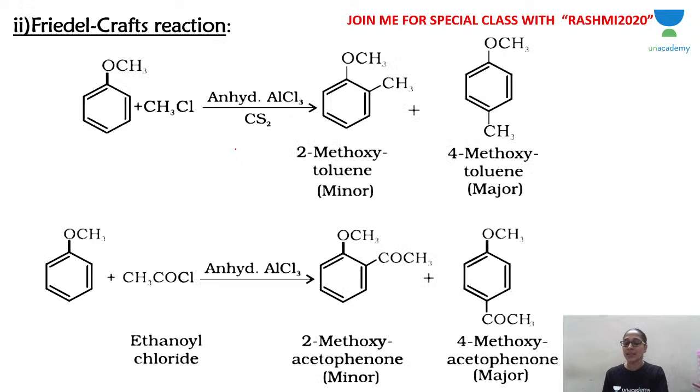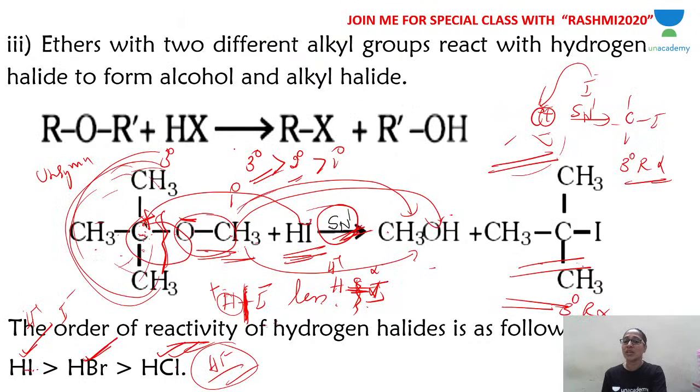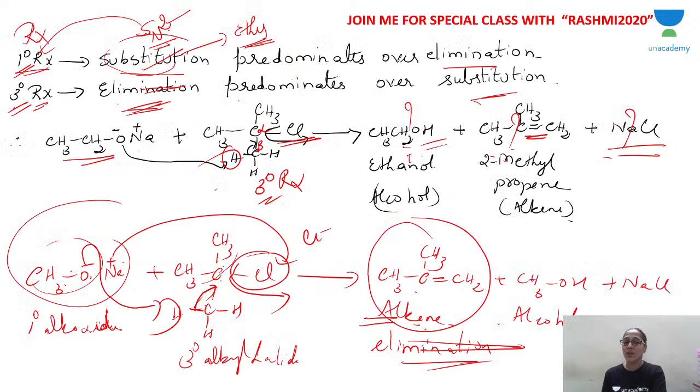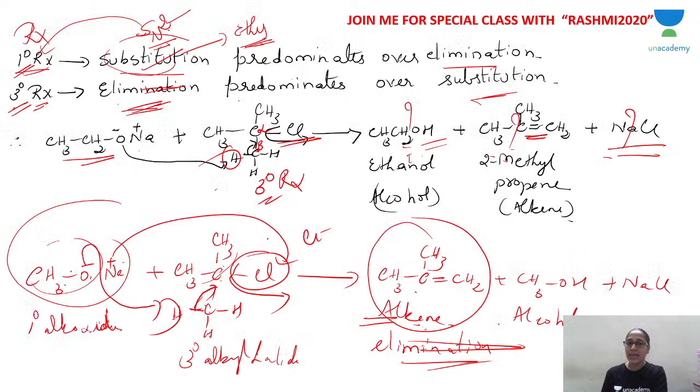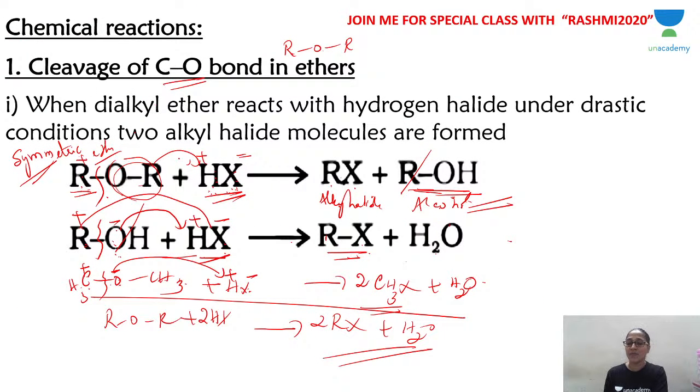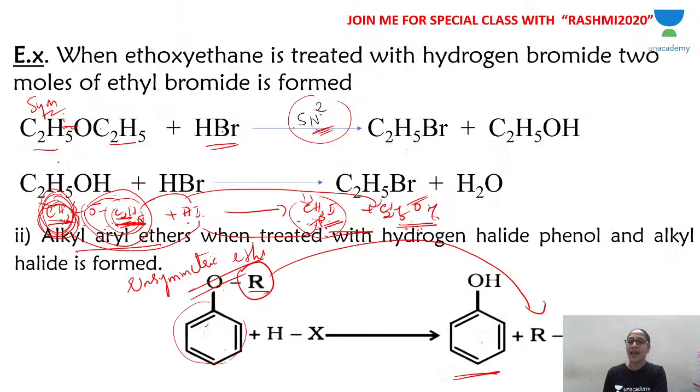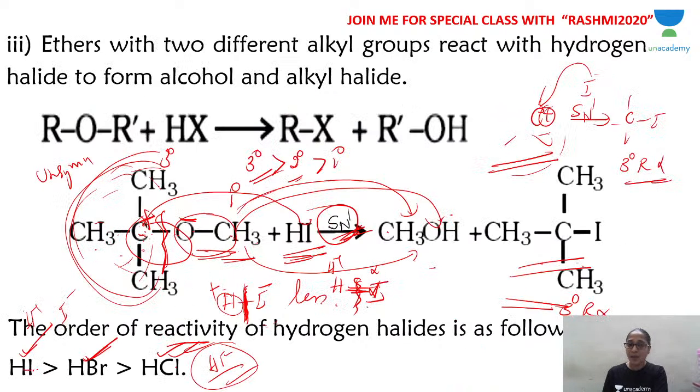So today's class I will stop here. I hope you understood Williamson's ether synthesis, and what happens if we take different types of reactants, the same reactant but different classes among them. Also, the reactions involving C-O cleavage: what happens if we take symmetric ether, unsymmetric ether with primary alkyl groups, and unsymmetric ether with a tertiary alkyl group, and what kind of products are formed. I hope you understood. Any doubt, reach out, ask questions.